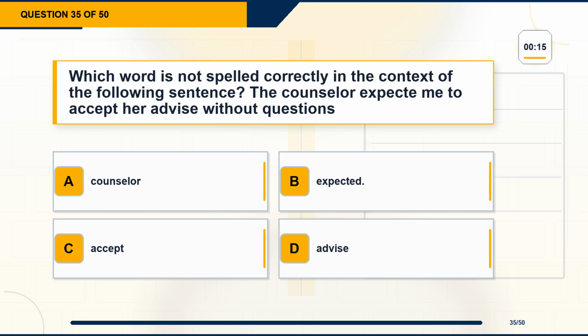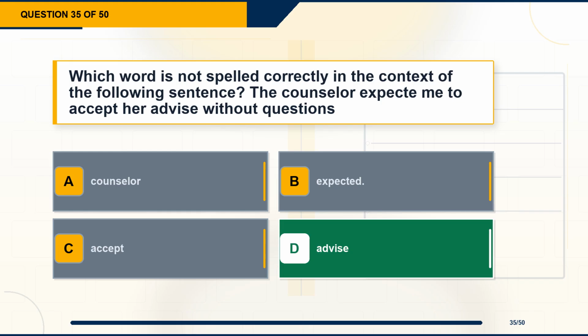Question 35. Which word is not spelled correctly in the context of the following sentence? The counselor expect me to accept her advice without questions. Option A, counselor. Option B, expected. Option C, accept. Option D, advise.